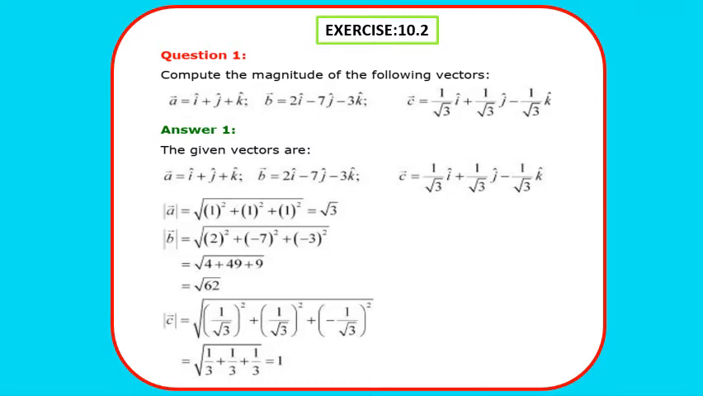It is very simple. Magnitude of vector is under root a square plus b square plus c square, where a, b, c are the coefficients of i, j and k. Clear? So pause and note down the solution.